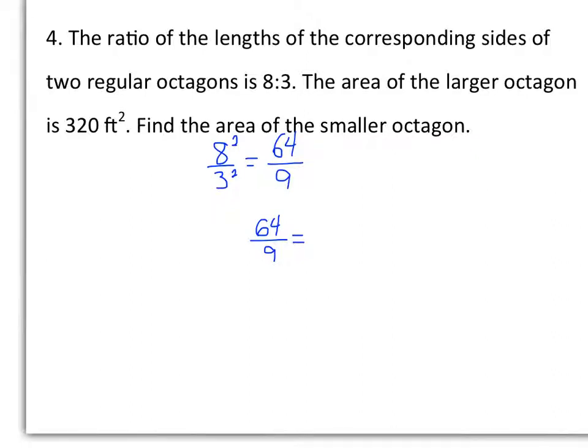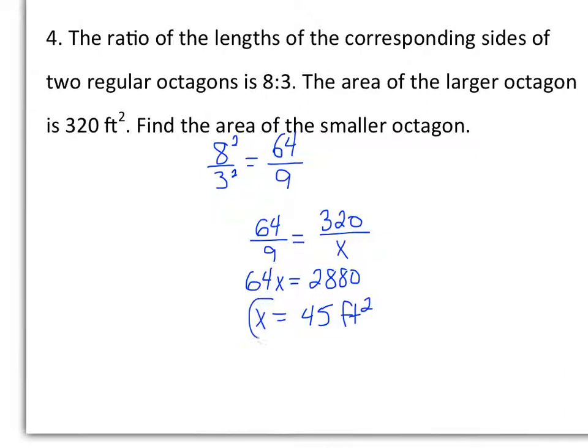We know that the larger area is 320. We want to find the smaller. So solving our proportion, 64x equals 2,880. Then we get that x equals 45. So the area of the smaller octagon is 45 feet squared.